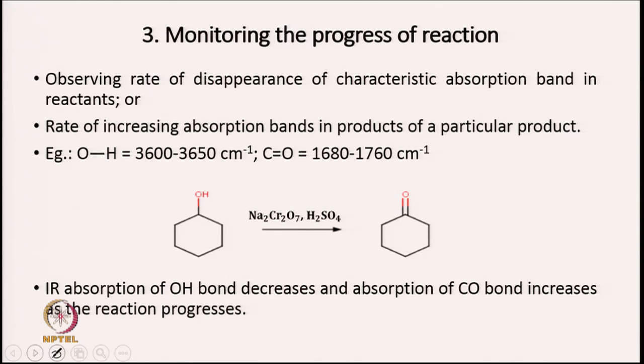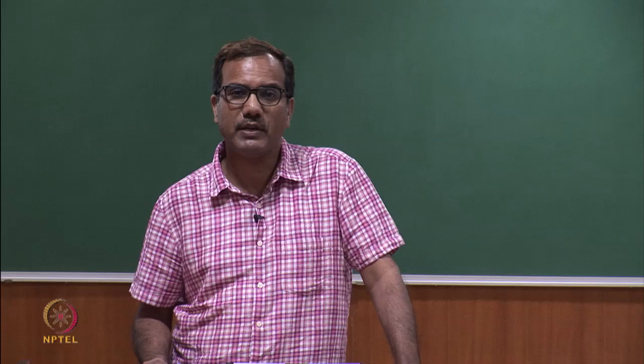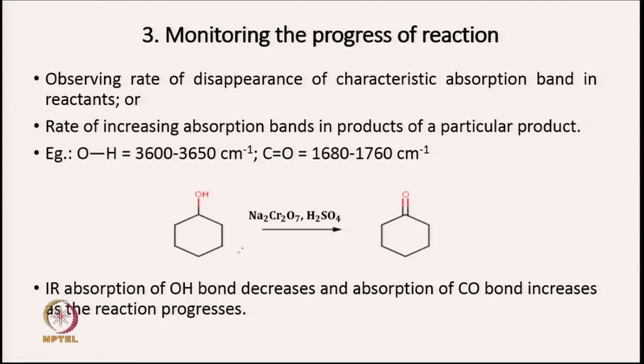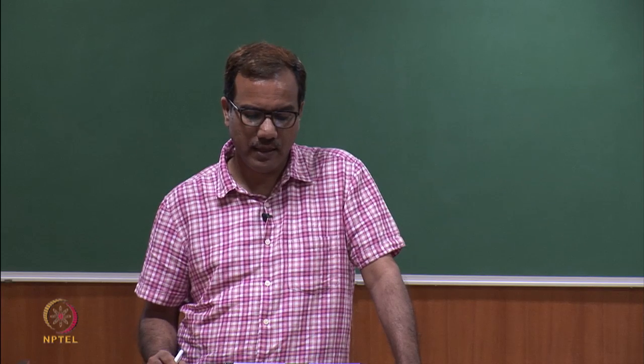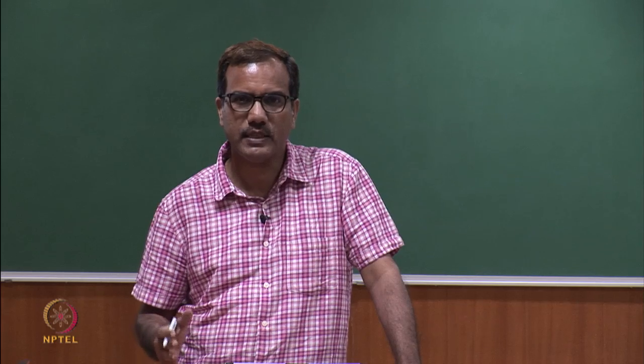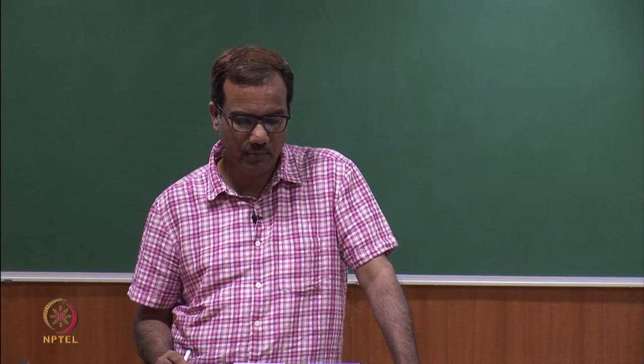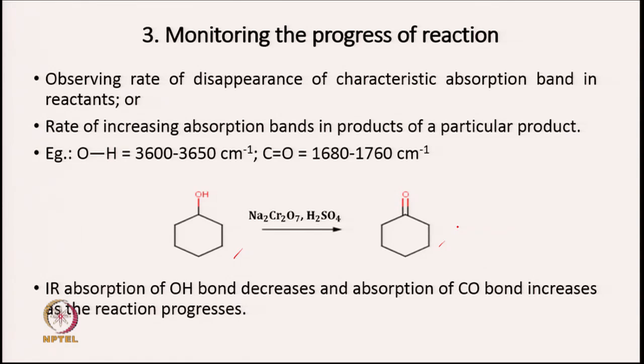The third application is monitoring the progress of a reaction. Reaction progress can be simply monitored by using IR spectroscopy, and it is quite simple. You can either look at the disappearance of the characteristic absorption band of reactants, or you can look at the increasing absorption band of a particular product. For example, in this transformation from alcohol to keto group, the reactant has an OH functional group, so you can look at the rate of disappearance of alcohol and study the kinetics, or you can look at the increase in the absorption band of CO to monitor the progress of the reaction. Suppose the band around 3600 to 3500 centimeter inverse disappears, then you know that your reaction is complete.